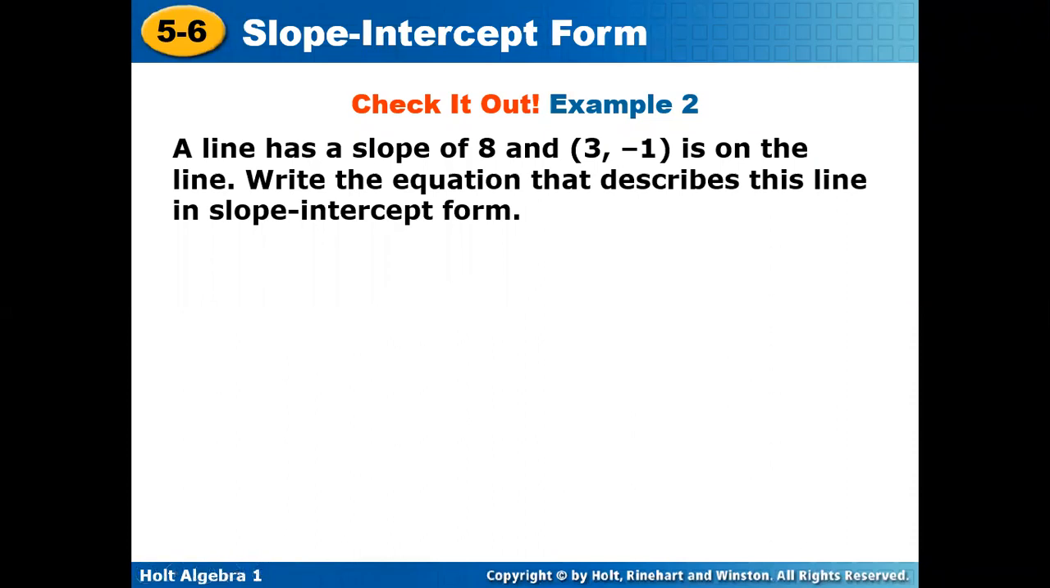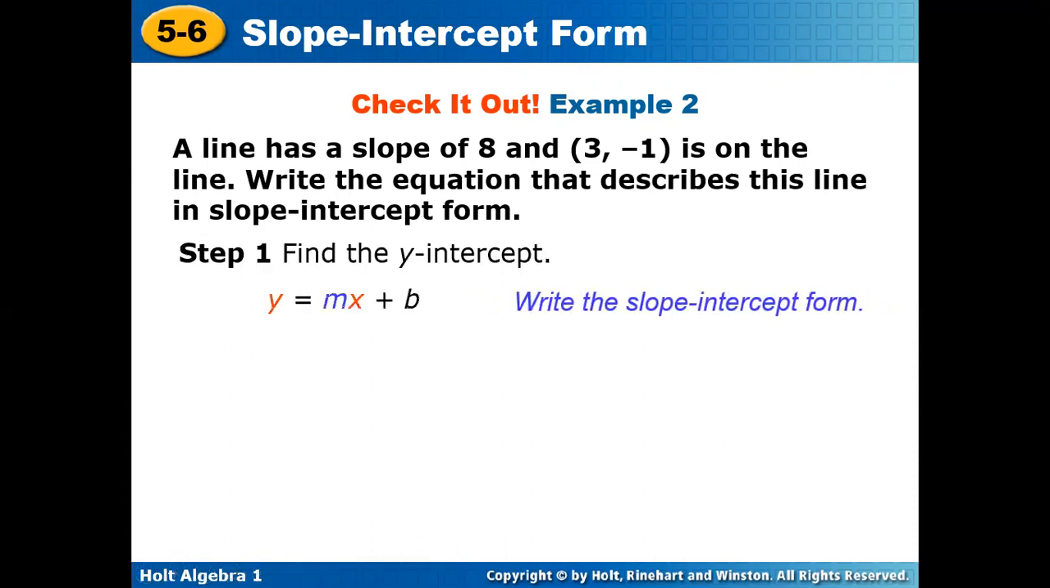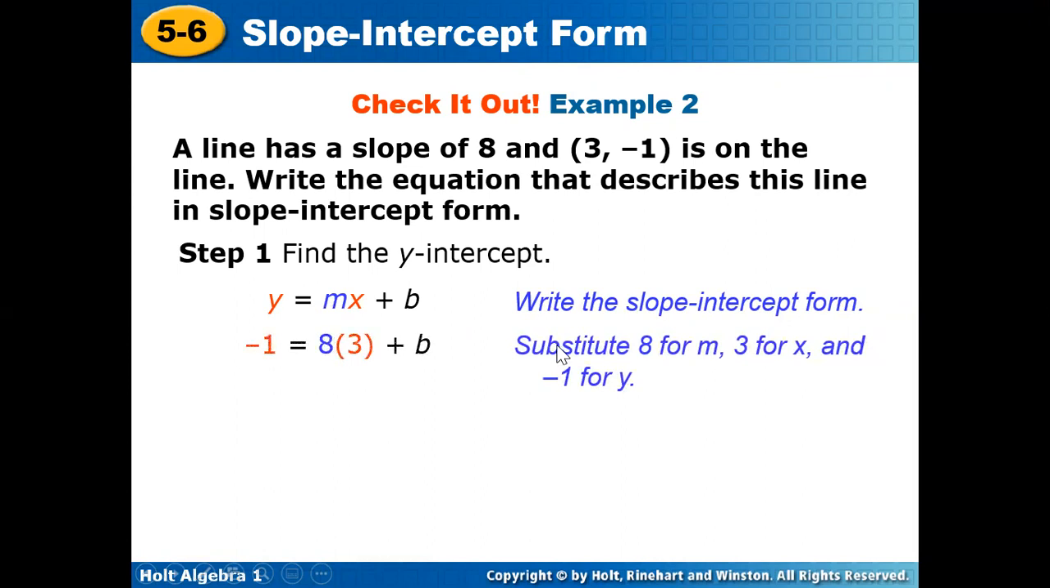All right. Now that you've done that on your own, after pausing, we're going to write it in slope-intercept form, right? So you know, substitute 8 for m because that is your slope. Substitute 3 for the x because that is the x coordinate in your ordered pair, your coordinate pair. Substitute -1 for y, and then solve for b because you're looking for the y-intercept.